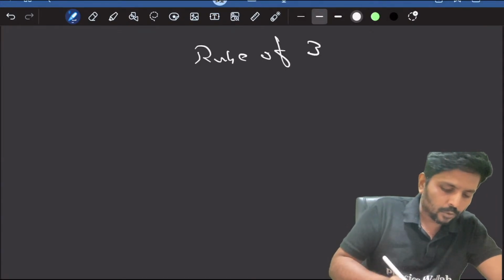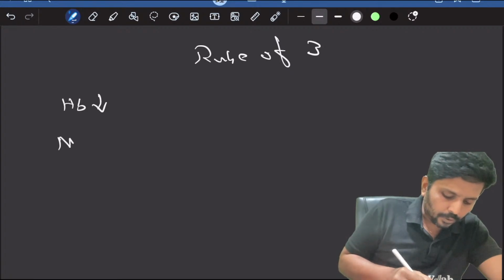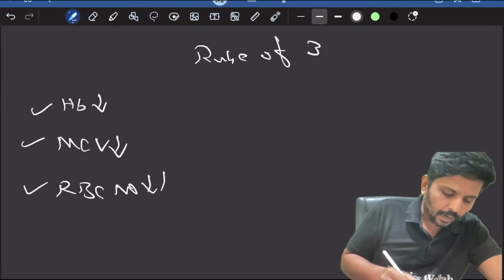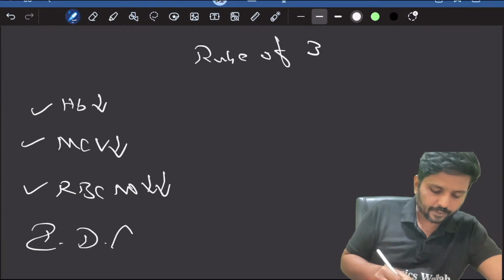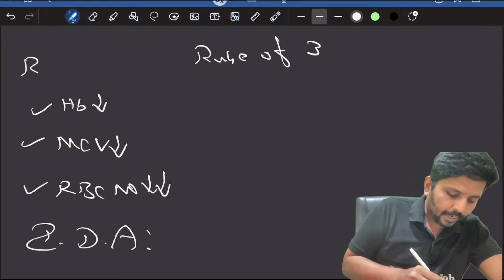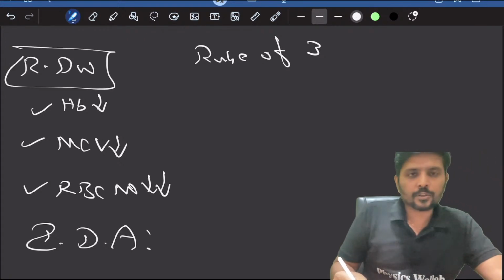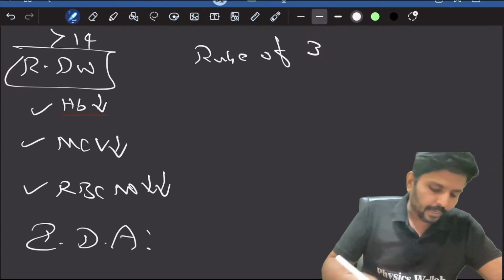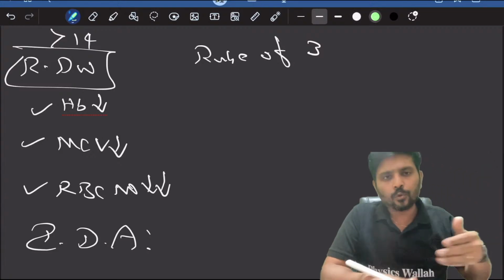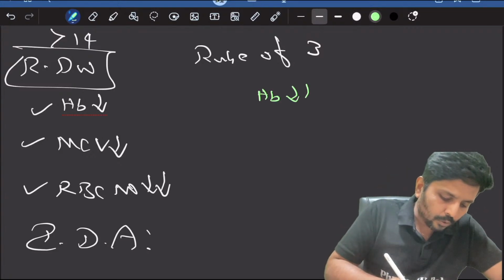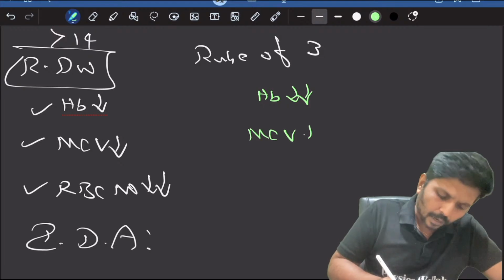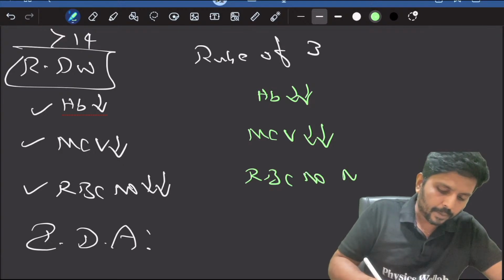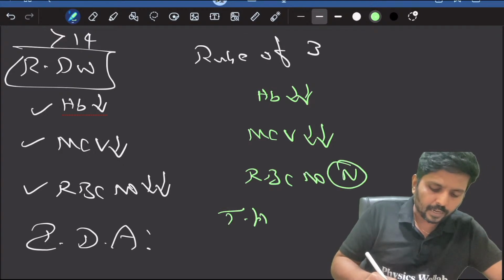What is the rule of 3? Your hemoglobin is low, your MCV is low, your RBC number is low. When all are proportionately low, you are dealing with iron deficiency anemia, but you will get a high RDW. RDW means increased anisopoikilocytosis. High RDW means more than 14. Whereas when you have a disproportionate rule of 3, that is hemoglobin is low and MCV is also low, let me say less than 70, but RBC number is normal, you are dealing with a case of thalassemia trait.